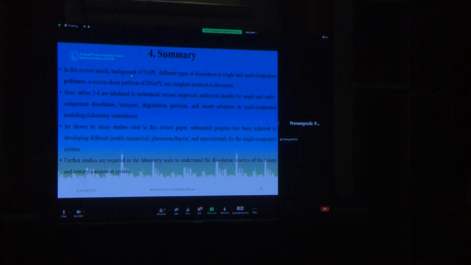Summary: in this review article, the background of NAPL, different types of dissolution in single and multi-component pollutants, and a section about partition of NAPL into products are discussed. Also, Tables 2 to 4 are tabulated to understand various empirical and analytical models for single and multi-component dissolution, transport, degradation, partition, and recent advancements in multi-component modeling. As shown by many studies cited in this review, substantial progress has been achieved in developing different models. Further studies are required at laboratory scale to understand the dissolution kinetics of binary as well as ternary component systems.